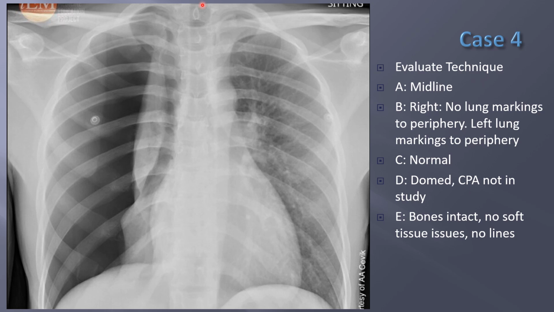So trachea, airway, is midline. We've got the left and right here. Carina is about there, not deviated.